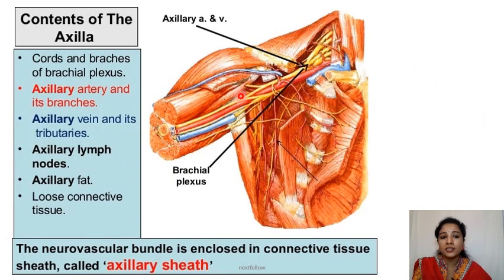So the contents of the axilla: it contains the brachial plexus, which are the cords and branches of brachial plexus, and the axillary artery. Here is the axillary artery, which is surrounded by the brachial plexus. Always in the axilla, the medial most structure is the axillary vein. So we can see the cut end of axillary veins. So brachial plexus, axillary artery, axillary vein, axillary lymph nodes, axillary pad of fat, and loose areolar tissue. These are the contents. The neurovascular structures are enclosed in the connective tissue sheath called the axillary sheath.